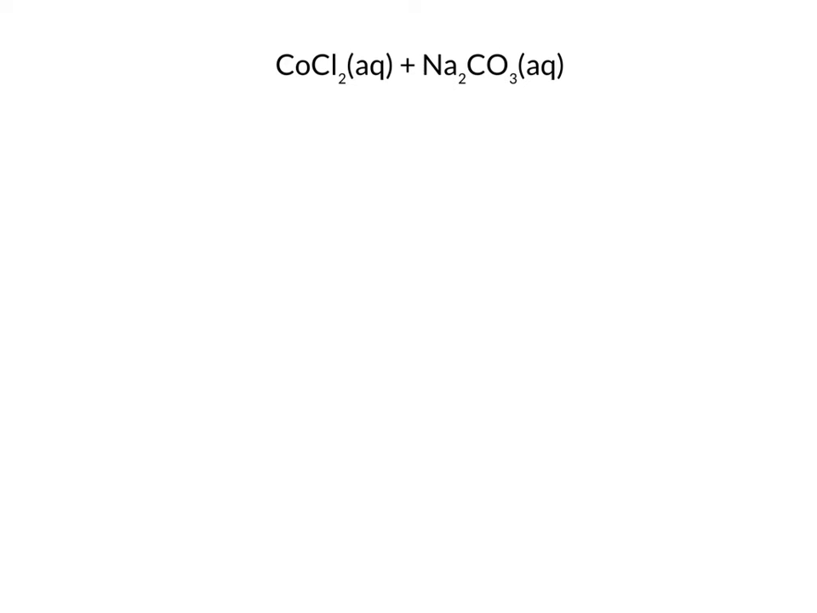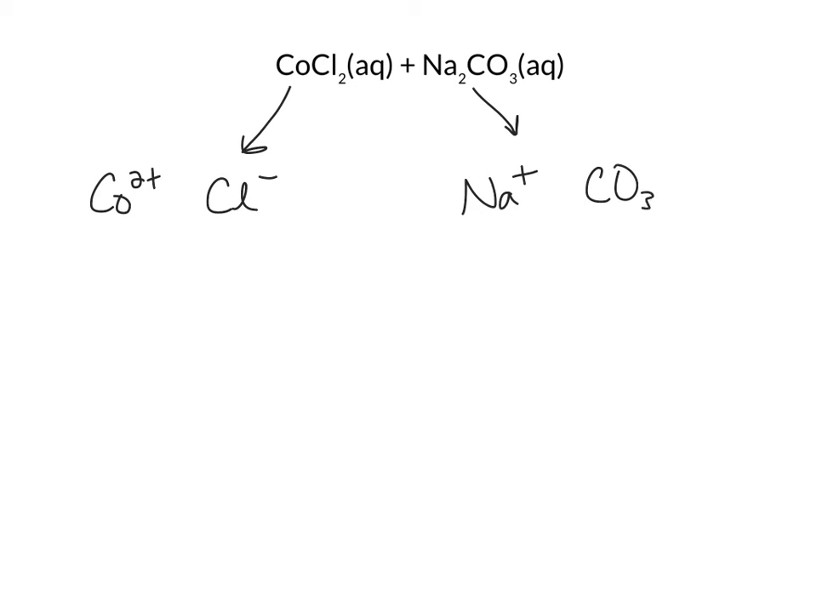Next, let's look at the reaction between cobalt(II) chloride and sodium carbonate. So we'll break these up into their ions. We have Co2+ and Cl-, and then Na+ and CO3 2-. Again, I don't care that there's 2 chlorides and 2 sodiums in an individual unit of each of those compounds. All I need to know is what is the cation, what is the anion in each, so that I can swap partners. Now we can swap our partners.